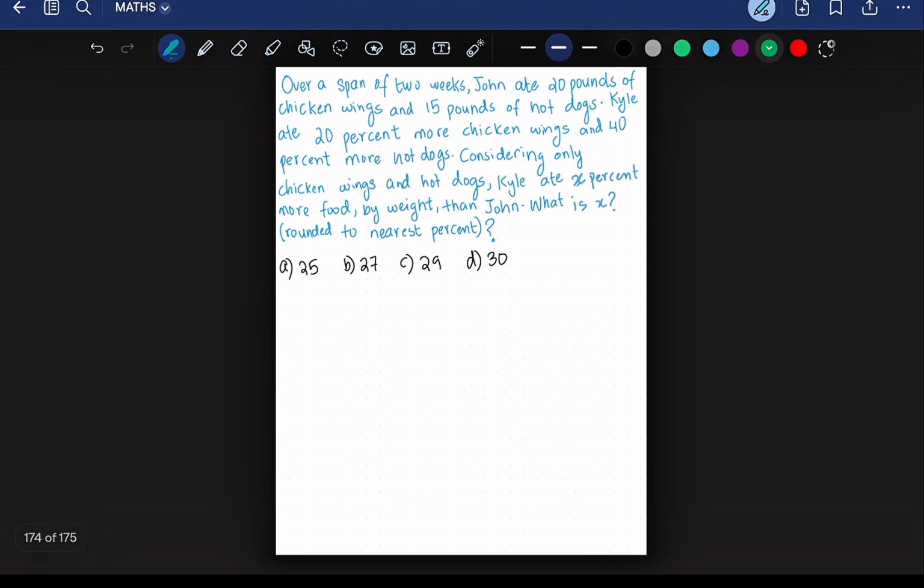So in order to find X, we need to first look at the data that we've been given. It says that John ate 20 pounds of chicken wings and 15 pounds of hot dogs. So according to the question, John ate 20 plus 15, which is 35 pounds worth of meat. And Kyle ate 20% more chicken wings than John. That's what they're trying to say.